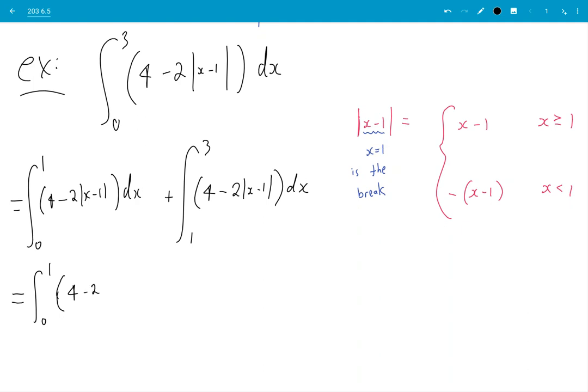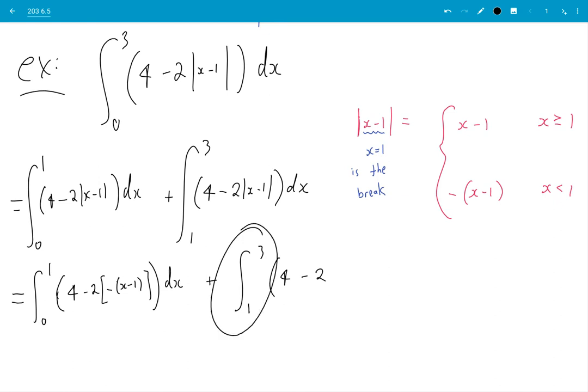So again, minus 2, let's go square bracket minus x minus 1 dx plus integral 1 to 3. And then for the other one, 4 minus 2, 1 to 3, right? 1 to 3, so I'm certainly in this region. So the absolute value can just disappear with no concerns.